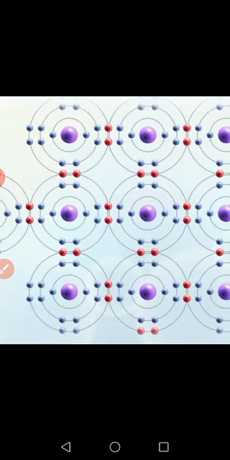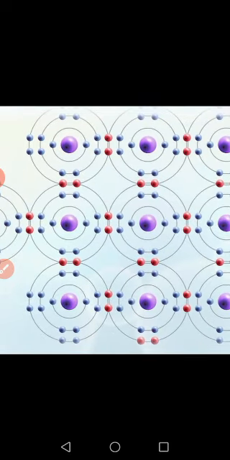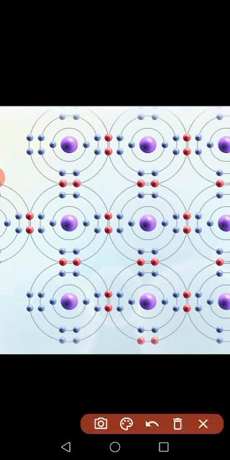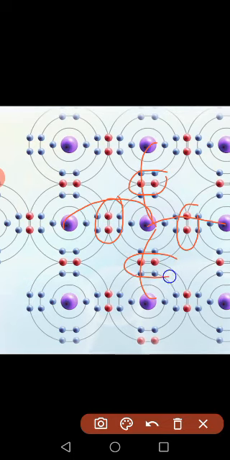Here you can see these red electrons are the shared electrons, and there is sharing between this atom and this atom, this atom and this atom, and so on. So this is how the sharing is happening inside the material, and these electrons are being shared by these two atoms. So this is how the solid is formed, and the atoms are interacting, and there is a covalent bond between the atoms.